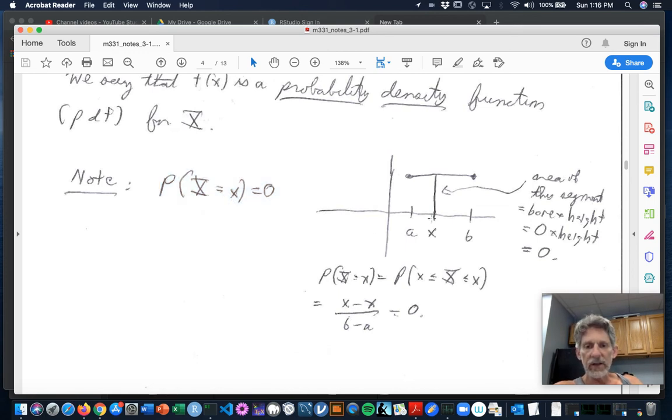I mean, check it out. Say x is right here. What's the probability x is x? Well, it would be the probability that capital X is bigger than or equal to little x and less than or equal to little x. And so that would be the quote-unquote area of this little rectangle here, which has base 0, so its height being 1 over b minus a does not keep its area from being 0. And so the probability is 0, like had to be the case.